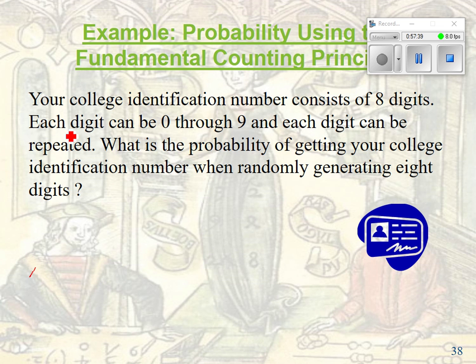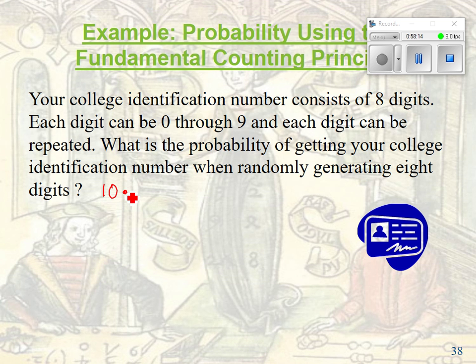Using the fundamental counting principle. Your college identification number consists of 8 digits. Each digit can be 0 to 9, and each digit can be repeated. What is the probability of getting your college identification number when randomly generating 8 digits? Do we really want to go through and make a tree diagram for that? No. So what we do for the first number, how many possible outcomes for the first number? 9? Is it just 9? It's 10, isn't it?